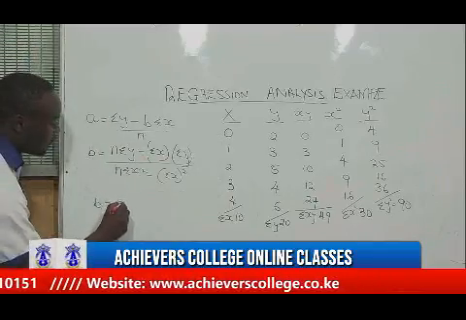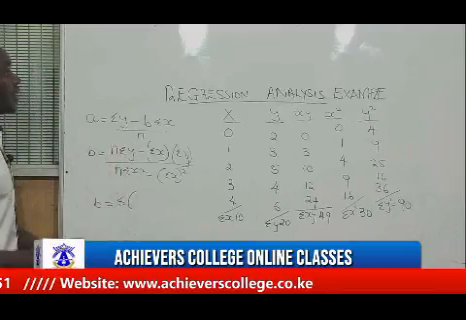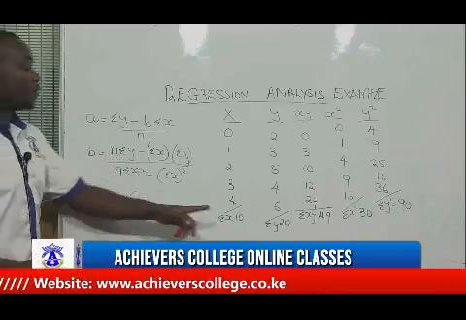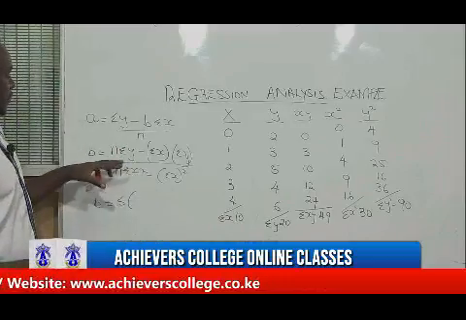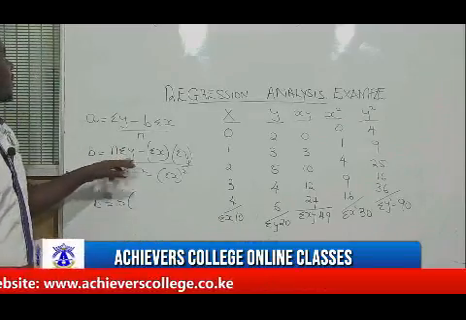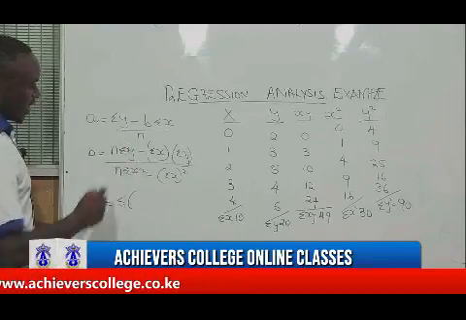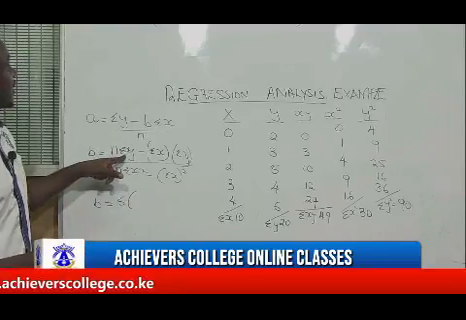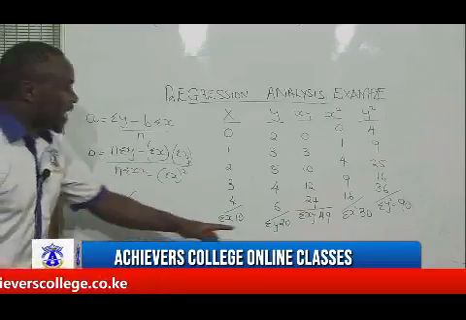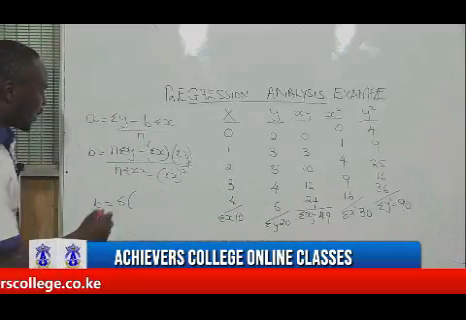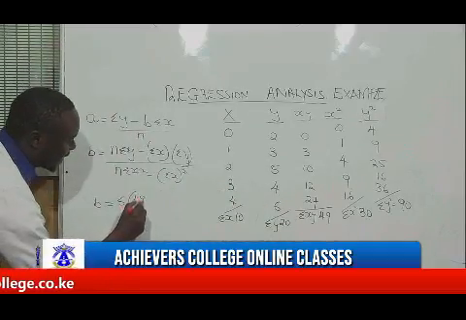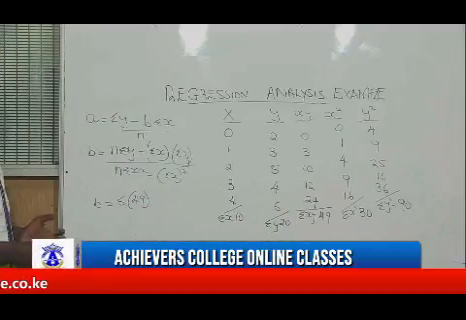So we are having 5, and then multiplied by the summation of xy, sorry. When we talk about the summation of xy here, we have 49. So you come here and fill with 49. That is how it should be.